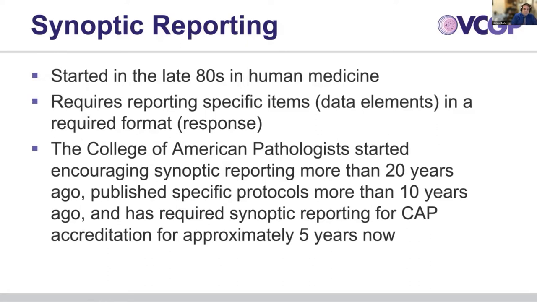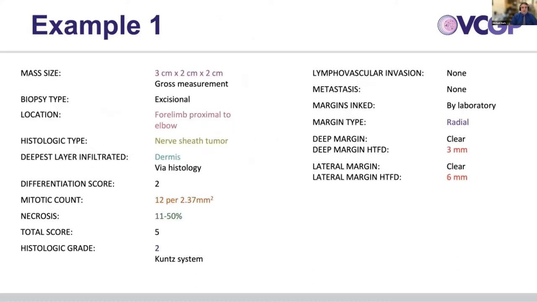But the College of American Pathologists started encouraging synoptic reporting more than 20 years ago, started publishing specific protocols for synoptic reporting 10 years ago, and now requires that initial biopsies on masses that have a synoptic report format are reported in a synoptic format for at least 5 years. And if you don't have somewhere around 95% of your reports of first-time diagnoses in a mass reported out by a synoptic format, you will lose CAP accreditation, which means that you lose Medicare and Medicaid funding. So for the MDs, this is a huge thing that has become a major part of their pathology workflow.